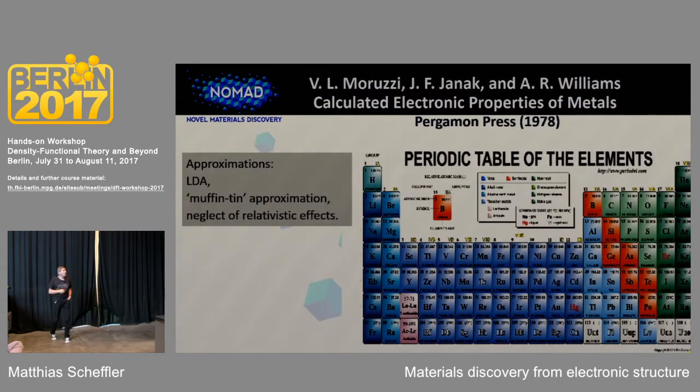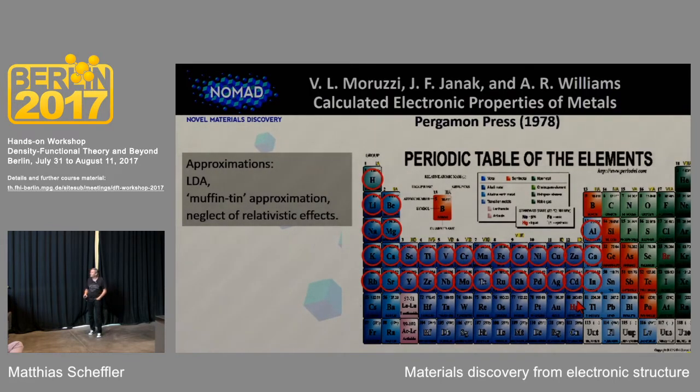On the other side, the other group, Moruzzi, Janak, and Williams, actually looked at metals. They looked at a very different thing, calculated electronic properties of metals, and they published this in a little book which has all the information they calculated. Again, they used the LDA. They didn't use pseudopotentials, but a muffin-tin approximation, which assumes that the electron density can be approximated in every iteration as spherical around the nucleus, and again neglecting relativistic effects.